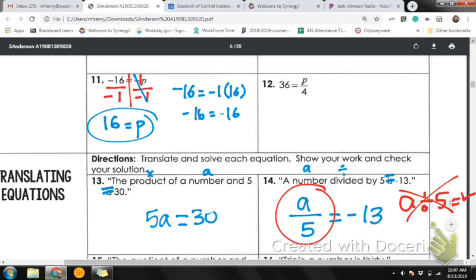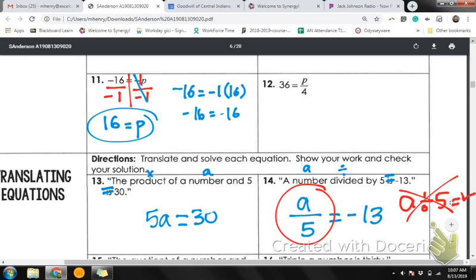Any questions about 13 or 14? Or this lesson? All right. Yeah. What'd you say? Not 1. We don't know what the number is. So when it says a number, you get to choose whatever variable you want. So you could say x over 5, you could say b over 5, you could say j over 5, but you don't get to pick whatever the number is. You get to pick whichever variable you want to sub in for that number.